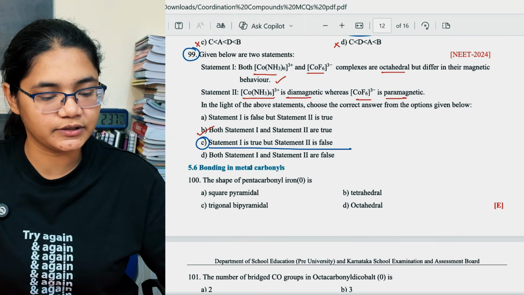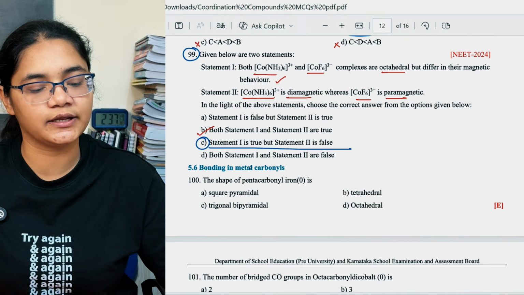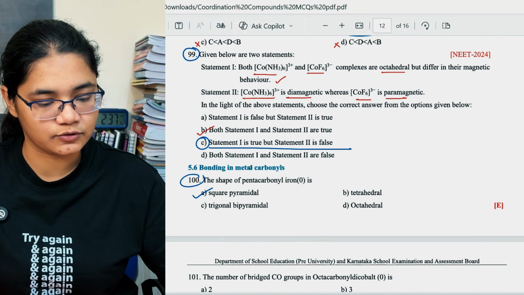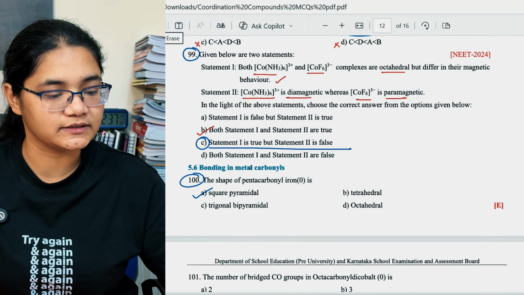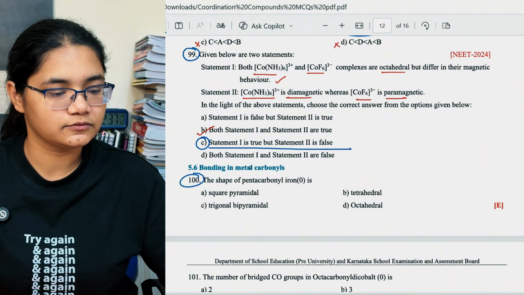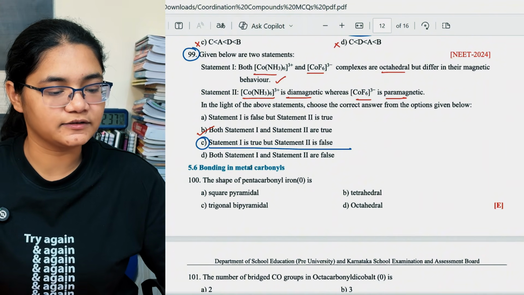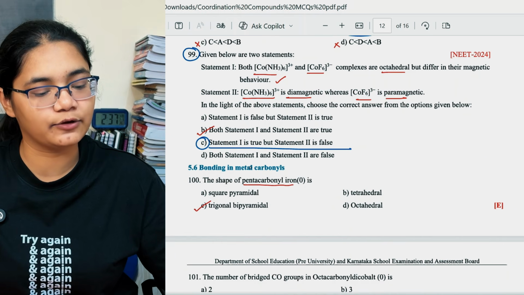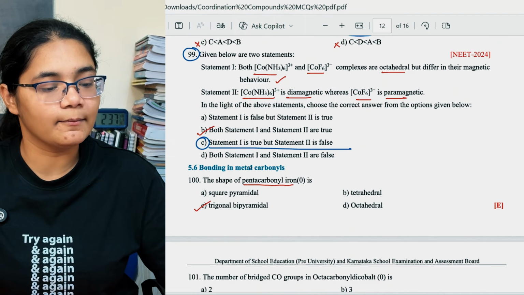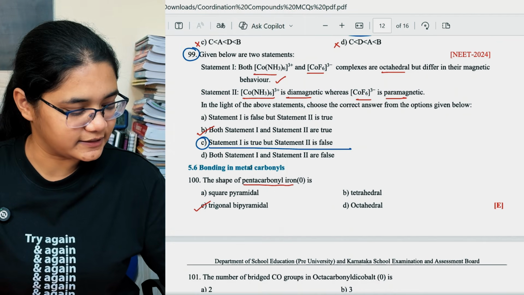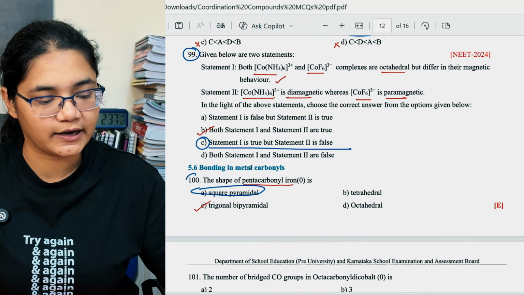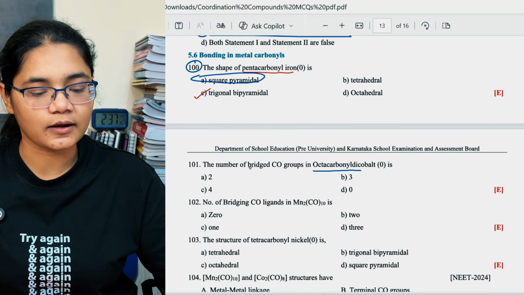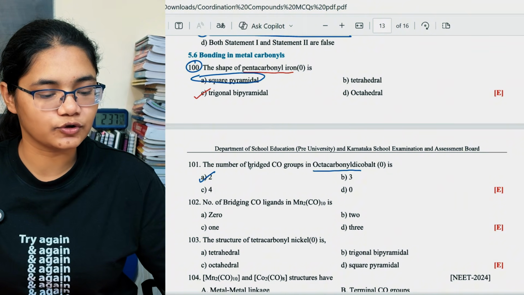Moving to the 100th question, the shape of the pentacarbonyl, this is actually square pyramidal, option number A, but the answer given for this one is also wrong. They have given you, sorry, one second. So I'll just correct it. The shape of pentacarbonyl iron is actually trigonal pyramidal. The correct answer is C, but the answer that is given to you is option number A, which is incorrect. Moving to the next one, the number of bridge ligands in octacarbonyl cobalt is again 2, so option number A.